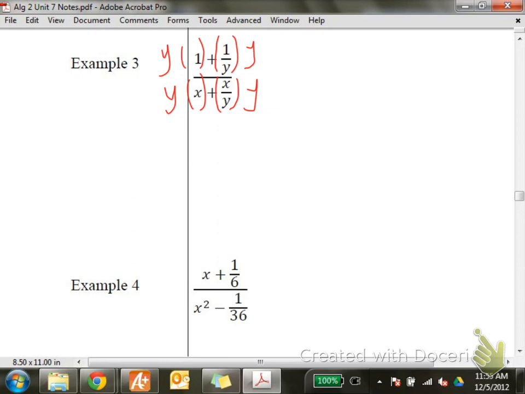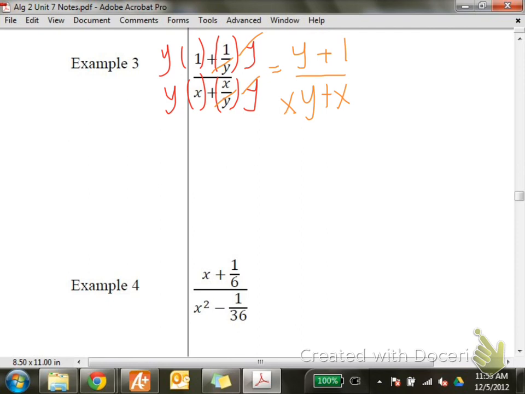Okay. y times 1. Does anything reduce there? No. 1 over y times y. Does anything reduce there? Yes, the y's. y times x, anything reduce? Nope. x over y times y, anything reduce there? The y's again. So we are left with y plus 1 all over xy plus x. And I'm finished, right?